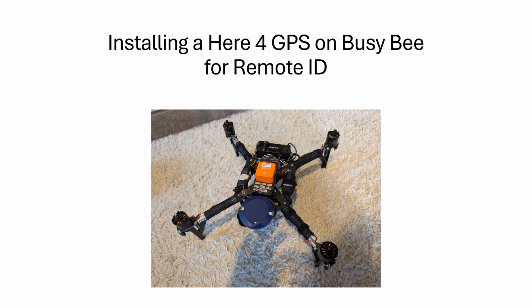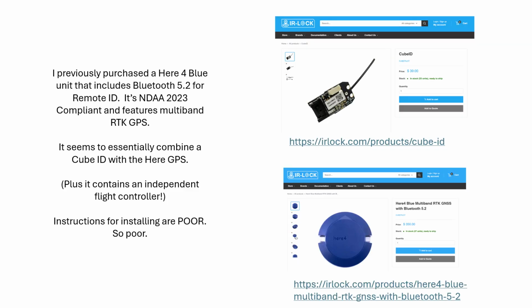The Here3 was on it, which is an RTK module, but only single band. Basically, this technology is built off of the equivalent CubeID technology. Probably more or less, they've just wedged one of these things inside it. The whole thing connects via the CAN interface. It's NDAA compliant. Lots of good stuff about it. I did find out that it can operate as an independent flight controller, which is cool.